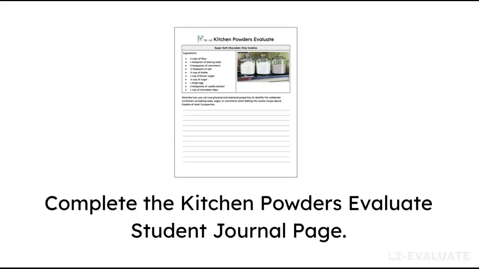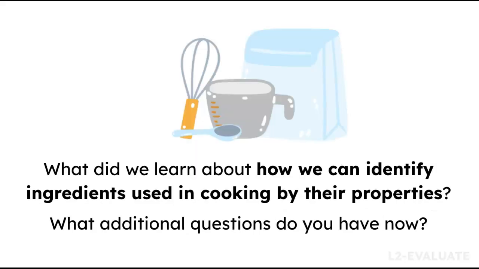For the Evaluate portion, you'll have students complete the Kitchen Powders Evaluate student journal page. To support student sense-making across the unit, orient them back to the driving question board. Ask students, what did we learn about how we can identify ingredients used in cooking by their properties? And what additional questions do you have now?